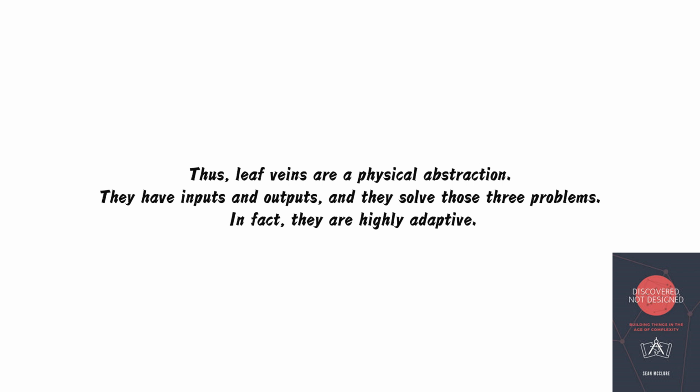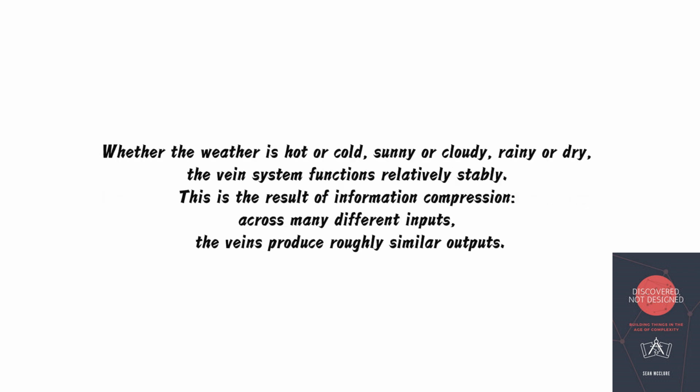Thus, leaf veins are a physical abstraction. They have inputs and outputs, and they solve those 3 problems. In fact, they are highly adaptive. Whether the weather is hot or cold, sunny or cloudy, rainy or dry, the vein system functions relatively stably. This is the result of information compression. Across many different inputs, the veins produce roughly similar outputs.